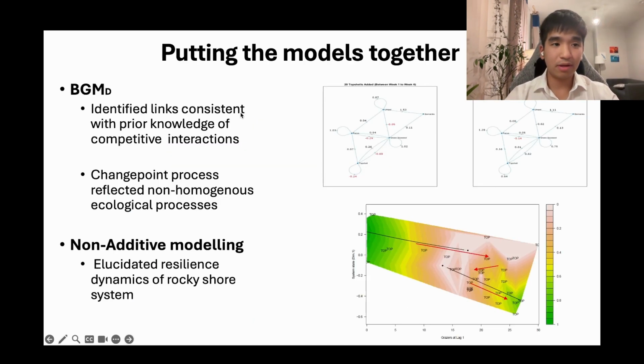So we put them together. On one hand, our BGMD model is able to identify links consistent with prior knowledge of competitive interactions. And the change point processes that were identified reflect the non-homogenous ecological processes. And these are quite intuitive, and they're quite consistent with ecological theory. And with non-additive modeling, we're able to elucidate resilience dynamics of rocky shore systems that were previously unknown. So this is a pretty good starting point. But of course, this is such a simple system with very low levels of variables. How will this work once we apply it to a much more complicated system?